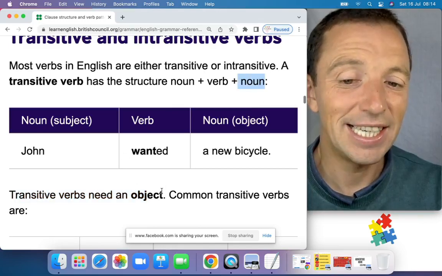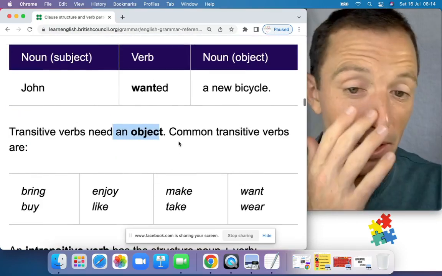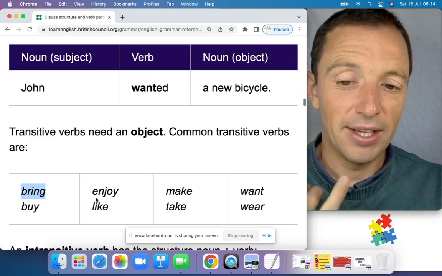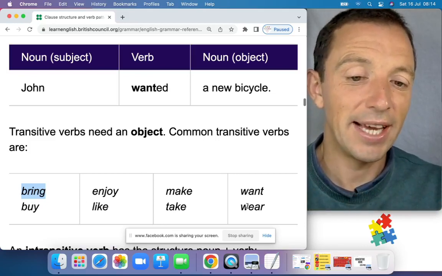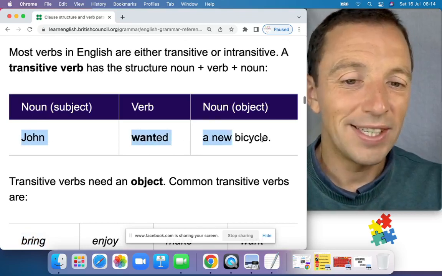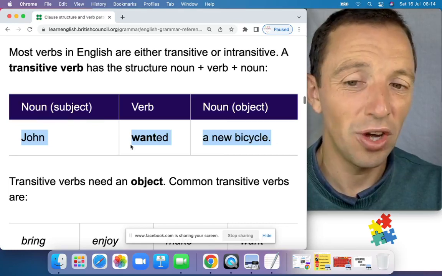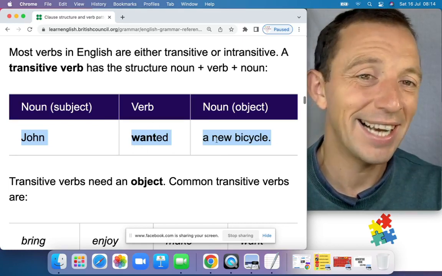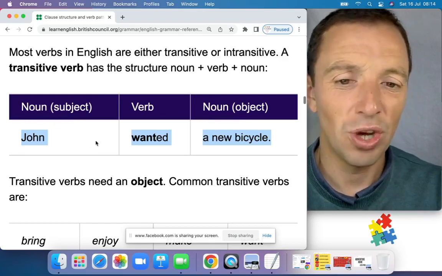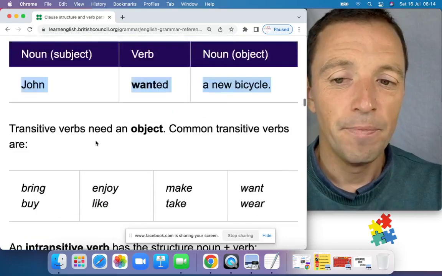So the transitive verb needs an object, and common transitive verbs are bring, buy, enjoy, like, make, take, want, and wear. So here's the example. John wanted a new bicycle. This is transitive because the noun is the subject, John. The verb is wanted in the past, and the next noun is a new bicycle, which is also the object. So John wanted a new bicycle. That is the structure of a transitive verb.